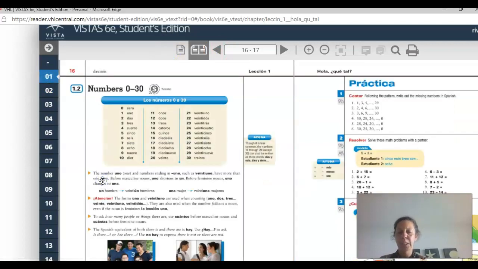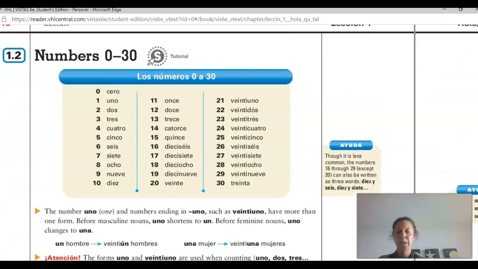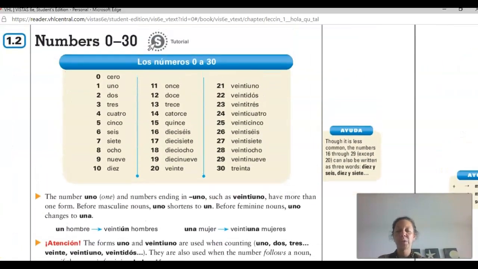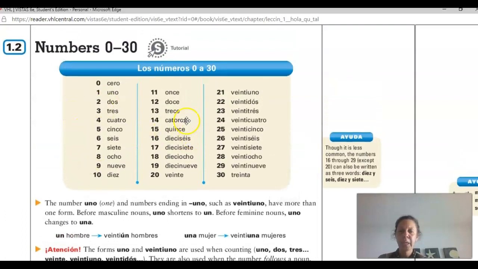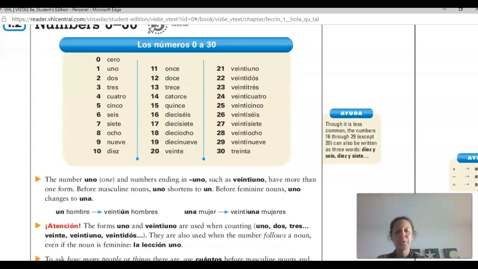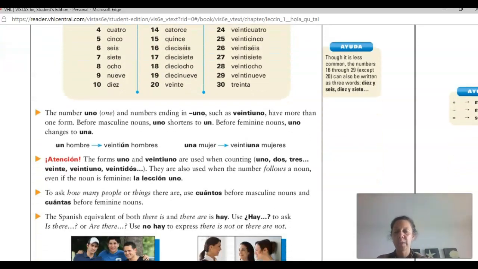We have the numbers, okay? We have numbers from 0 to 30, and it's important that you listen to the pronunciation, how to pronounce them. Pay attention to uno, okay? Uno means one. Now, if you're talking about something, and that something is a noun, un sustantivo.